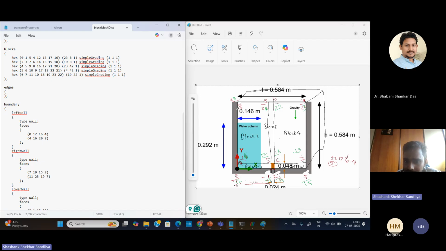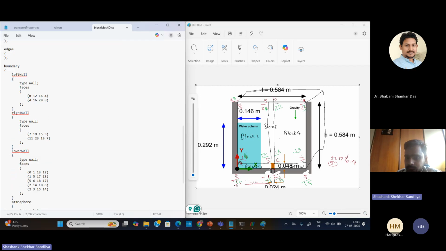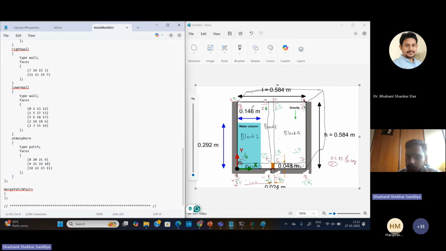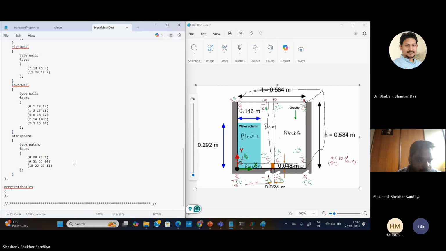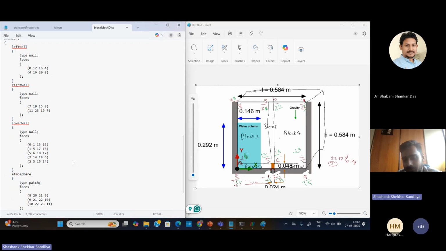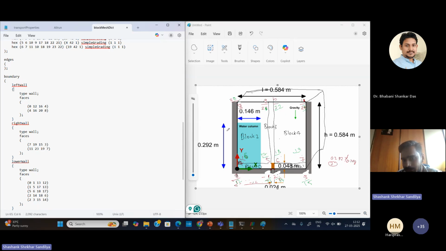Like this, for this area, our block 2, this face, we define with the 4 vertices like 4, 16, 20, and 8. Likewise, we also define our right wall, lower wall, and atmosphere patches. Okay, so like this, we defined our boundaries. Suppose this is our left wall. So left wall is represented by these 2 patches, here for block 1 and for this block 4, 16, 20, and 8.